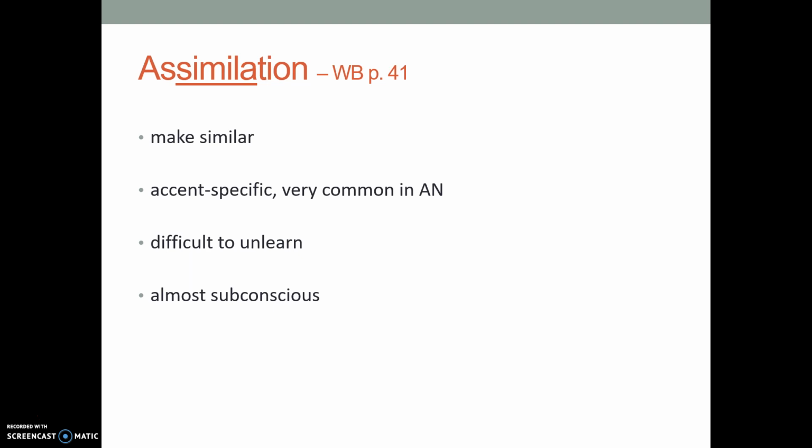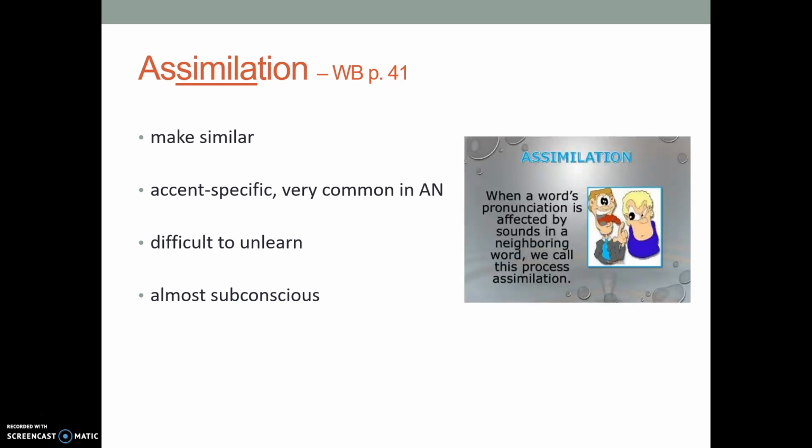Well, hopefully the examples in class made it clear that we use a lot of assimilation in Dutch, and the main thing to know is, what is it? Why is it important for Dutch learners of English? Because we have to try to avoid it. So assimilation is defined as when a word's pronunciation is affected by sounds in a neighboring word. We call this process assimilation. It's affected in that you make it similar. So one sound influences the other. The phonological context influences the sound.